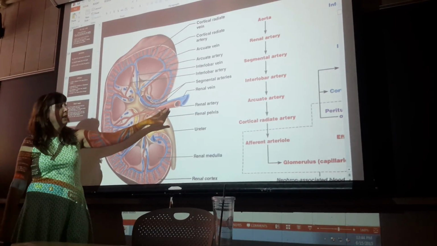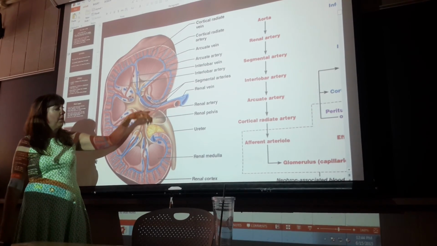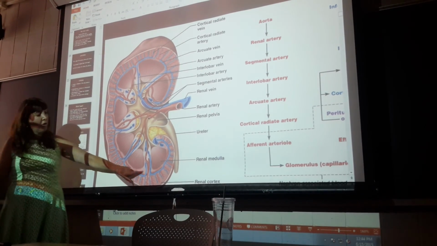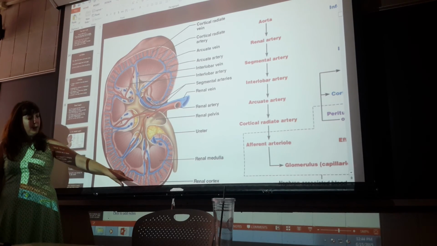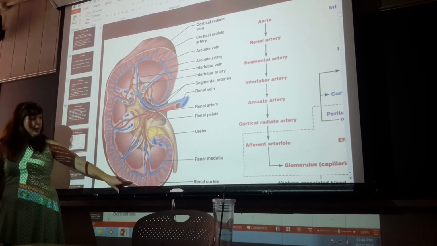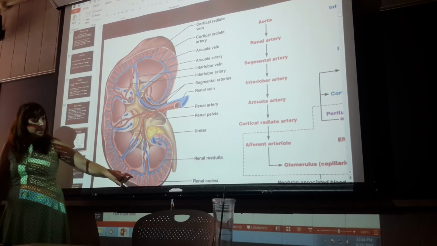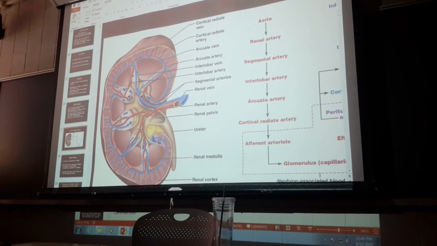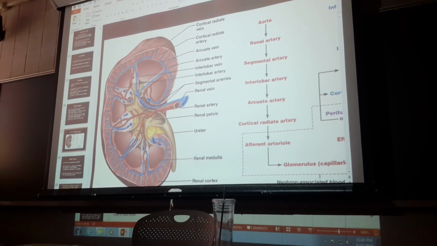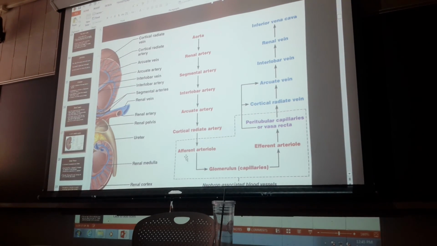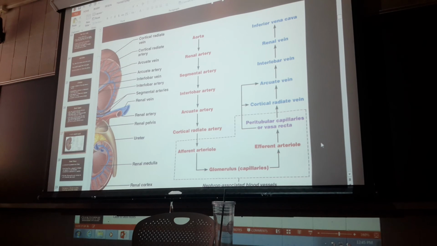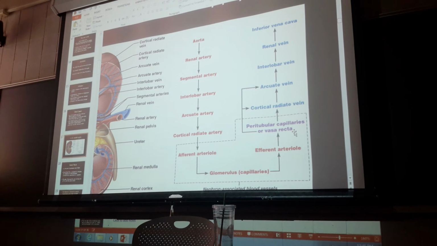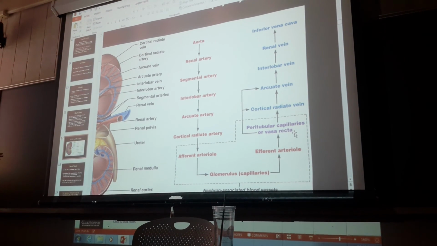Aorta, renal artery, segments branching off of that, so segmental arteries, going in between the lobes, interlobar, arching across, arcuate, and then radiating out into the cortex, cortical radiate arteries. And then off of those, each cortical radiate is going to have a little branch, and that's our afferent arteriole. Then they're going to go into something called the glomerulus. Then we're going to drain it, and it's the same thing leaving. So we come in the afferent, we exit the efferent, same as everywhere in our body. And then we're going to go out the peritubular capillaries or the vasa recta. That's how 98% gets returned back to the body.